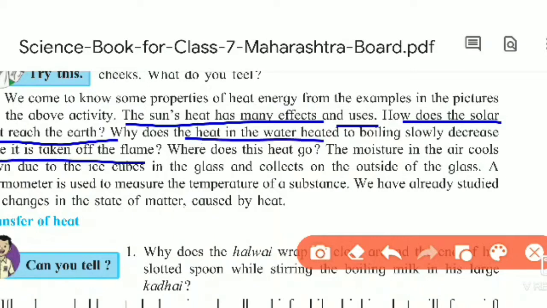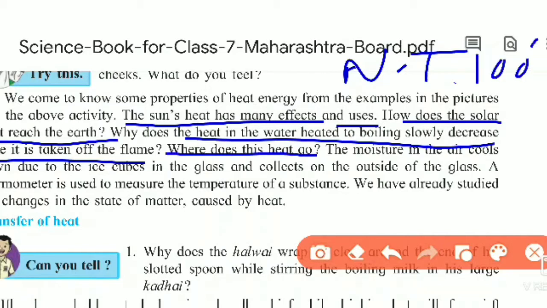So why does the heat in boiled water slowly decrease once it is taken off the flame? If we boil the water and afterwards turn off the gas, after some time we can see that the boiled water, whose temperature was 100 degrees Celsius, slowly decreases and after some time comes to the normal temperature. Why does this happen, and where does this heat go? Its temperature was 100 degrees Celsius and now it is 27 degrees Celsius.